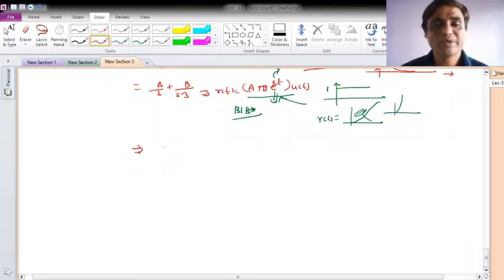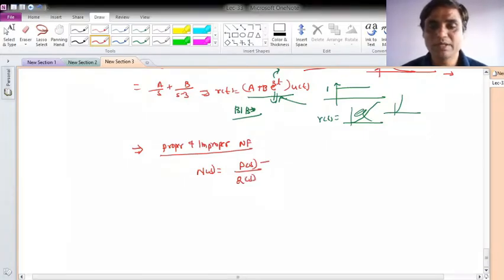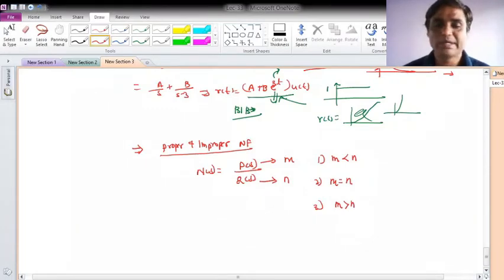Now let us define the proper and improper transfer function or network function. Suppose my network function N of s is equal to P of s upon Q of s, and let me define the degree of numerator as m and the degree of denominator as n. Now I can have three conditions. First, the degree of numerator may be less than n. Second, the degree of numerator may be equal to n. And third, the degree of numerator may be greater than n. So let us see all three cases.